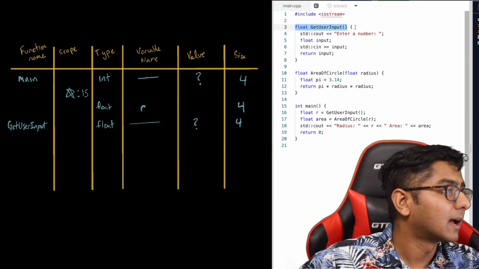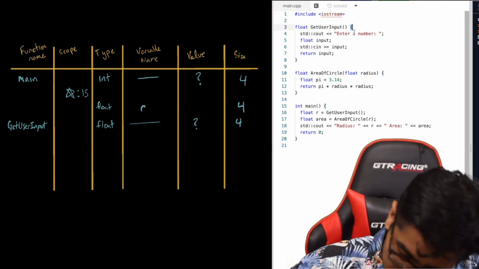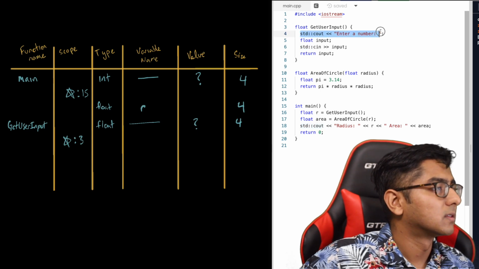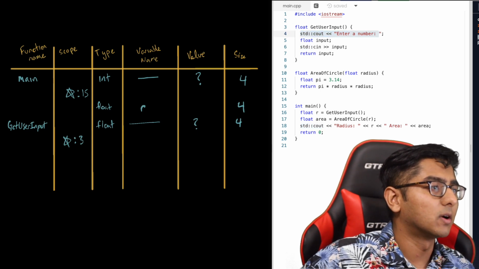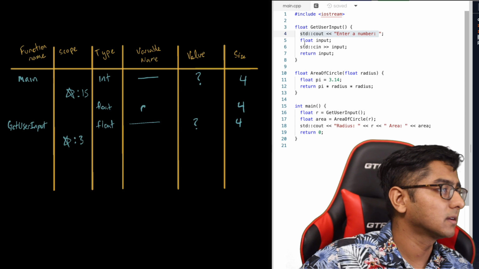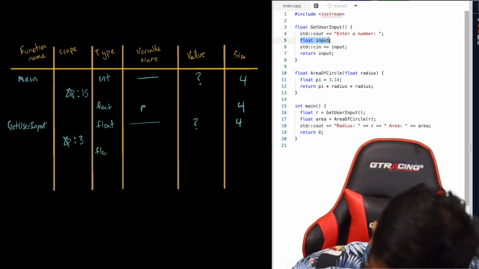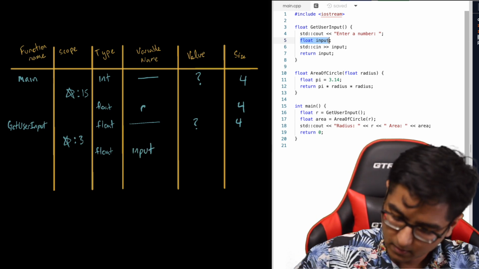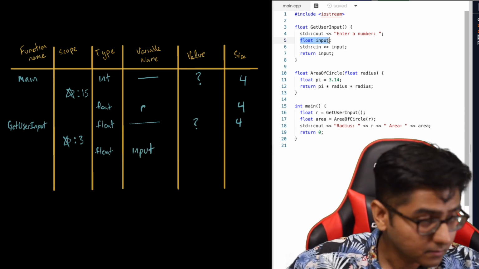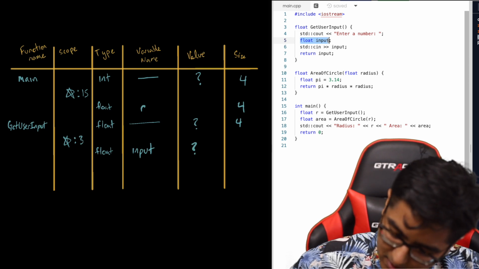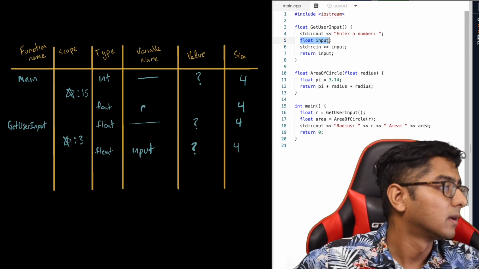Line 3 then tells us we're going to enter a scope. Line 4 informs us that we're going to print out "enter a number" onto the console. Fantastic. Line 5 asks us to make a variable and name it input. Its value is a question mark as of now, and the size is going to be a 4.